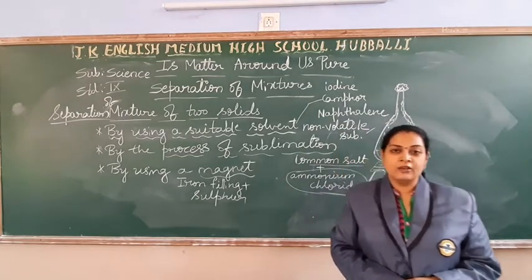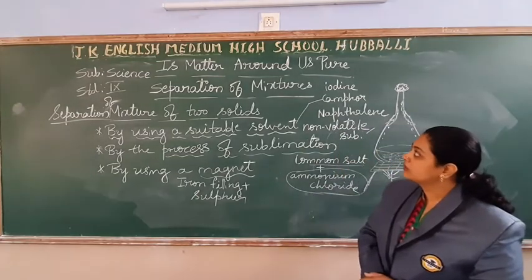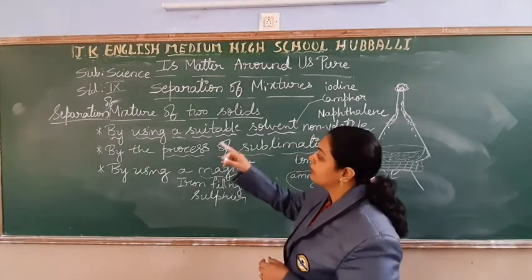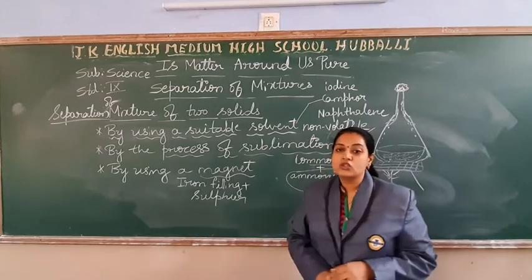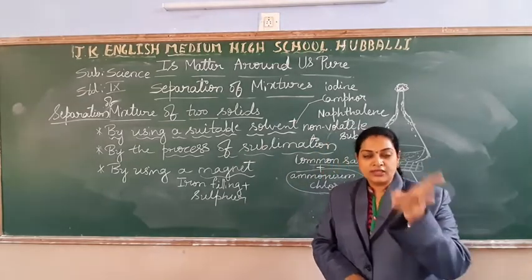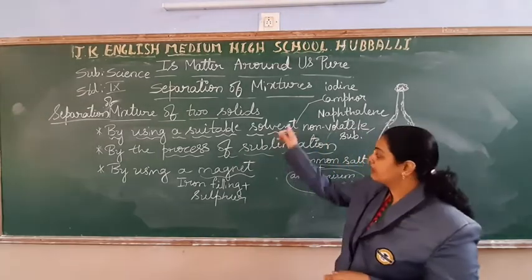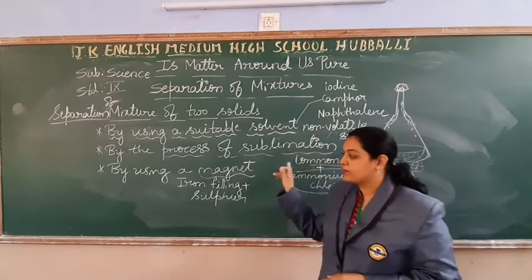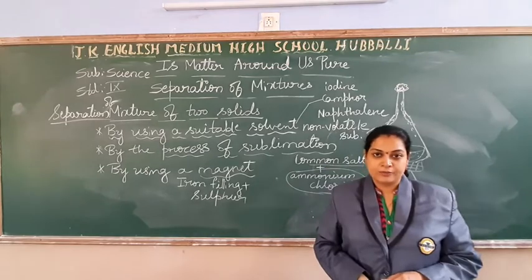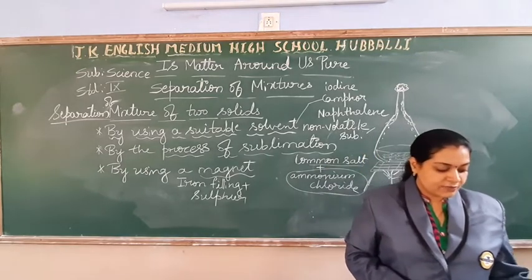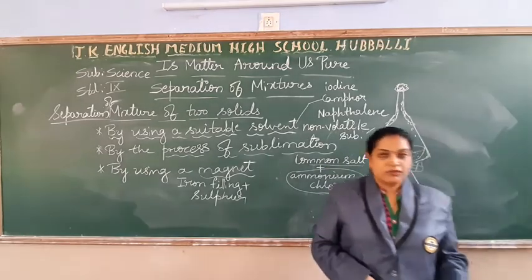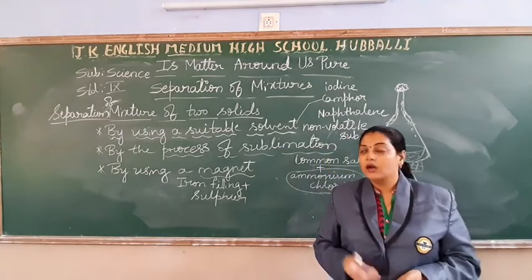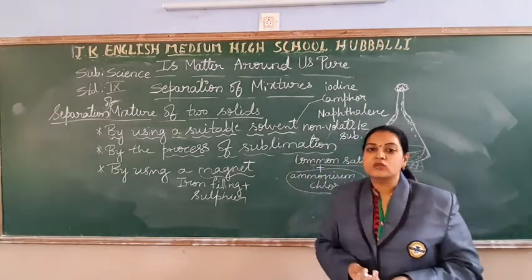Hope you are understanding. So this is all about the separation of a mixture, and that too only one type, students, the separation of a mixture of two solids. If a two-solid mixture is there, we can separate it by three methods: one is by solvent, one is by sublimation, and one is by using a magnet. Which is the second type, students? A mixture of a solid and a liquid. There are many methods to separate that.